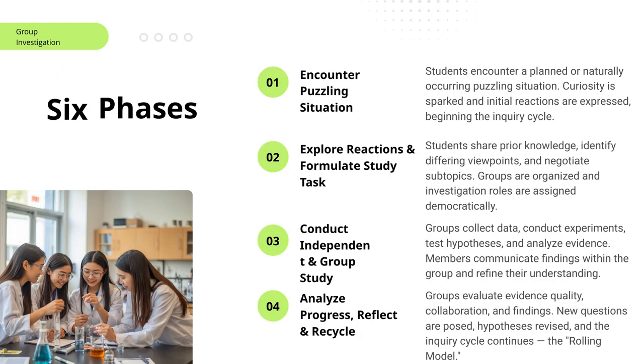The group investigation model consists of 6 phases. Students first encounter a puzzling situation, then explore reactions, and formulate study tasks. Next, they organize groups, and conduct independent and group study. Finally, they analyze progress, reflect on findings, and recycle the inquiry cycle when new questions appear.